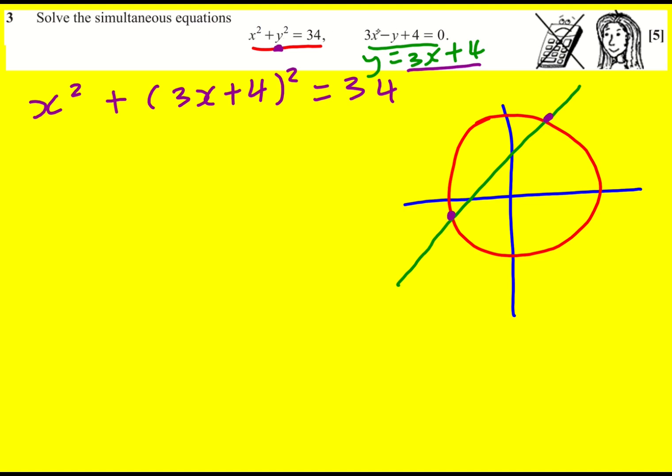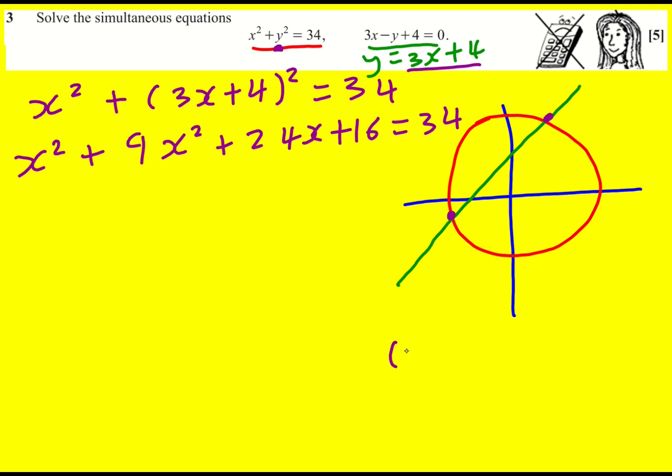And we can't be adding or subtracting the equations because these both have got terms being squared, so we can't cancel it out in that way. So we have to use this idea called substitution. But now I've got an equation in x, I just need to sort it out, solve it. So I can multiply out this double bracket, and this is going to give me 9x squared, and I'm going to get a 3x times 4, but then I'm going to double it, 24x plus 16 equals 34.